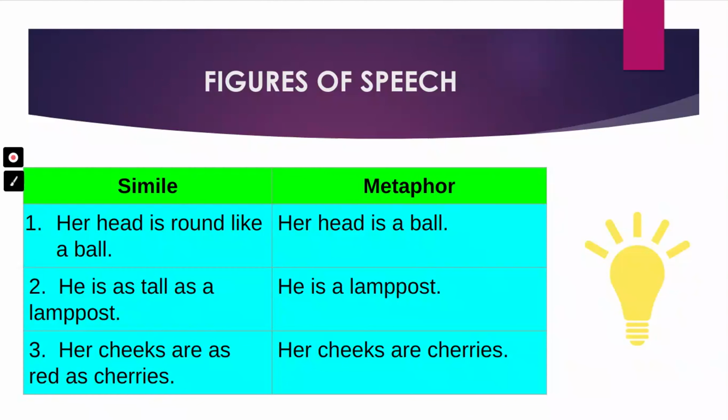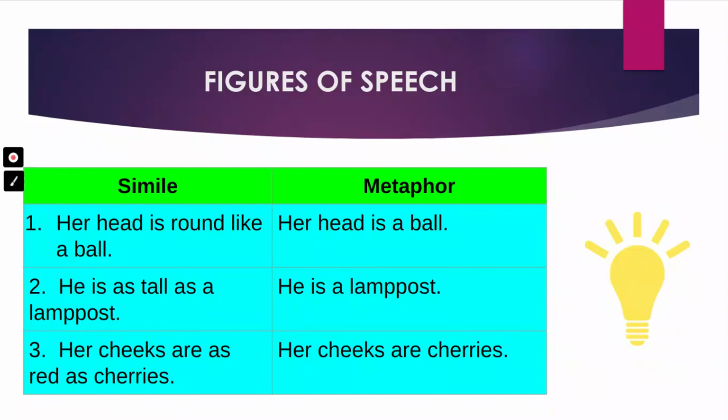Now this table here demonstrates the difference between the simile and the metaphor. Both make comparisons, but while the simile depends on the word as or like, the metaphor does not. So the simile says, her head is round like a ball. The metaphor, however, says, her head is a ball. In both of these examples, her head is being compared to a ball, but the simile uses like, the metaphor does not.